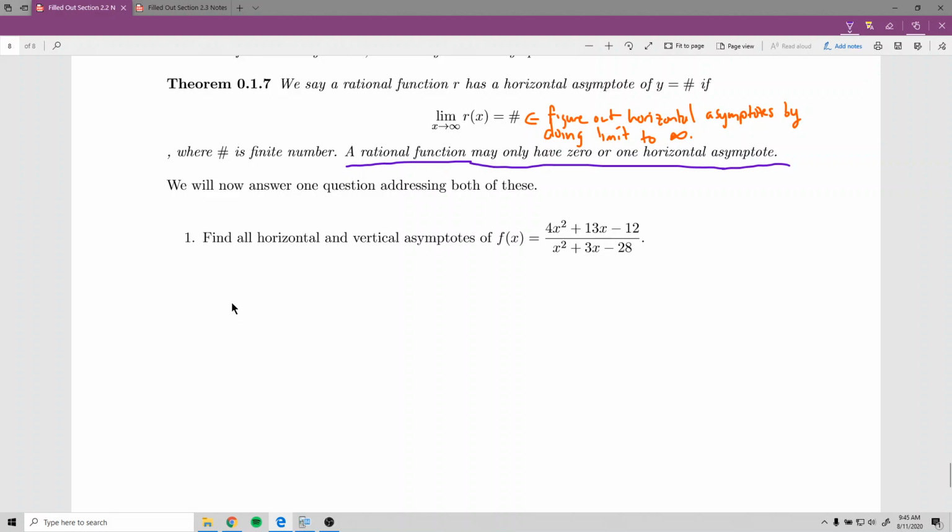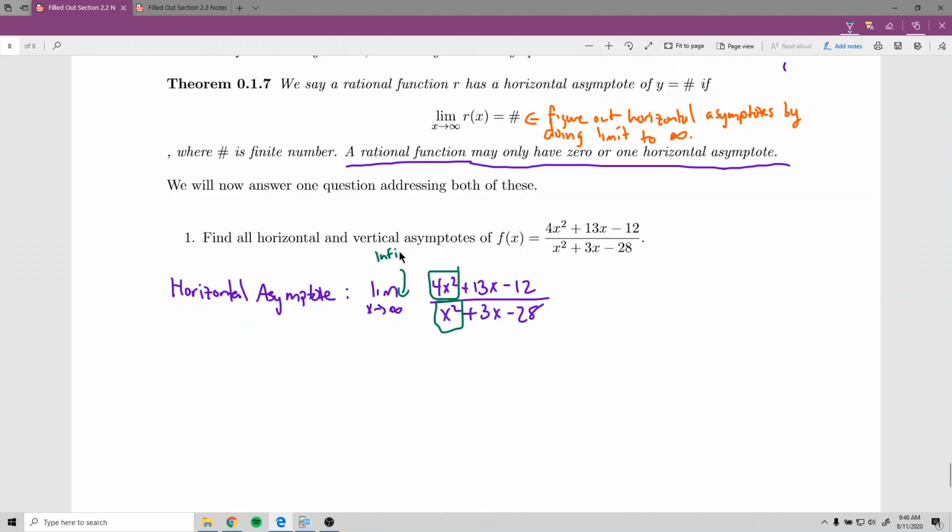But for this one, I'll do the horizontal asymptote first. So what we want to do is the limit as x goes to infinity of 4x squared plus 13x minus 12 over x squared plus 3x minus 28. Now what you want to make sure you do is, since we're doing a limit at infinity, only do the leading terms. Only the highest power.